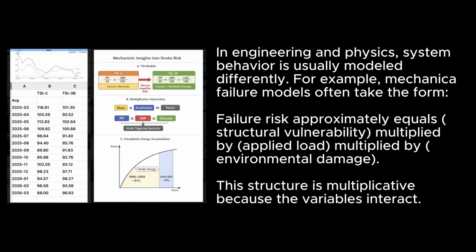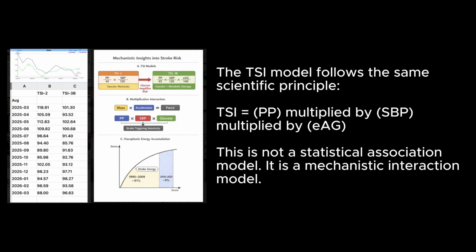In engineering and physics, system behavior is usually modeled differently. For example, mechanical failure models often take the form: failure risk approximately equals structural vulnerability multiplied by applied load multiplied by environmental damage. This structure is multiplicative because the variables interact. The TSI model follows the same scientific principle. TSI equals PP multiplied by SBP multiplied by AG. This is not a statistical association model. It is a mechanistic interaction model.